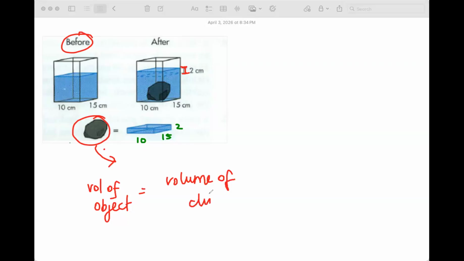What is the displaced water? The water rose by 2 centimeters, right? That height, 10 by 15. So the volume of the object dropped inside the prism will be equal to the volume of the displaced water. Any questions here?